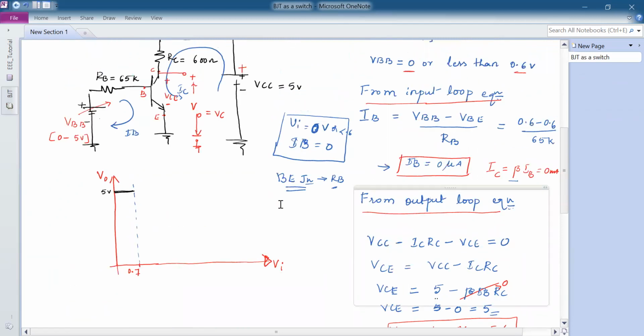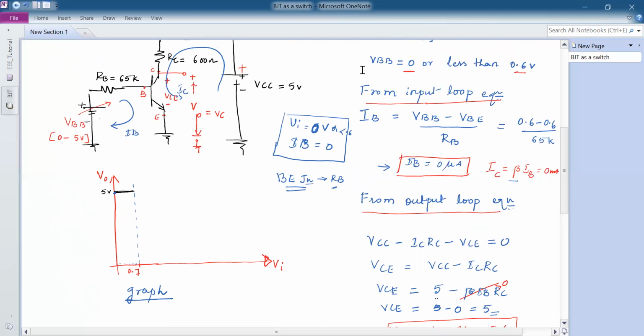Now we have seen this first case. The input voltage is coming to this graph, where we can understand that when the input voltage is less than 0.7 in this area, the output is going to be 5 volts from the output loop equation. So I'm showing 5 volts here.